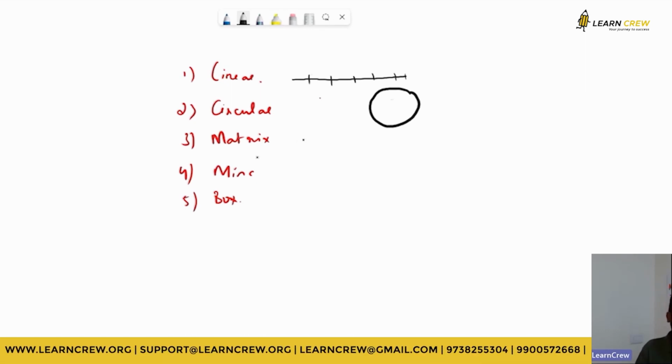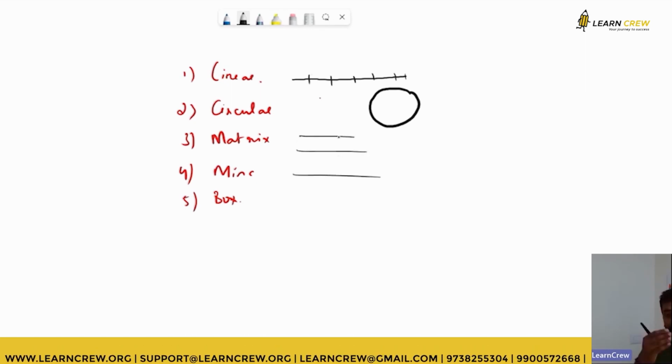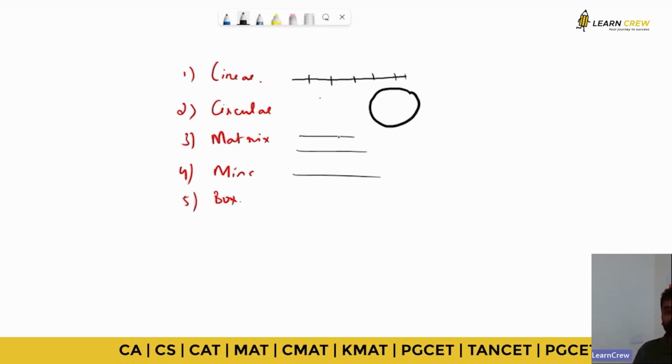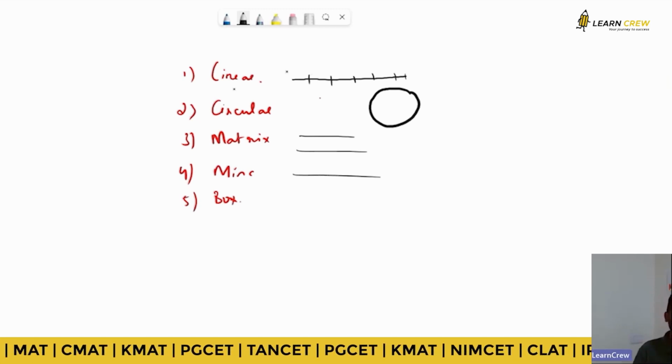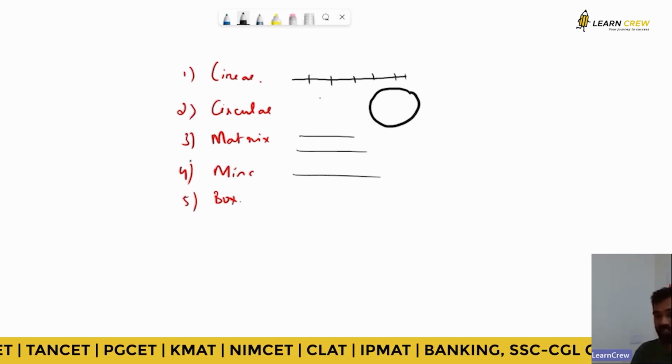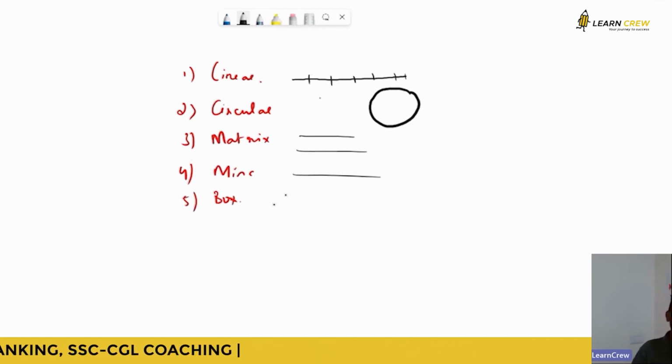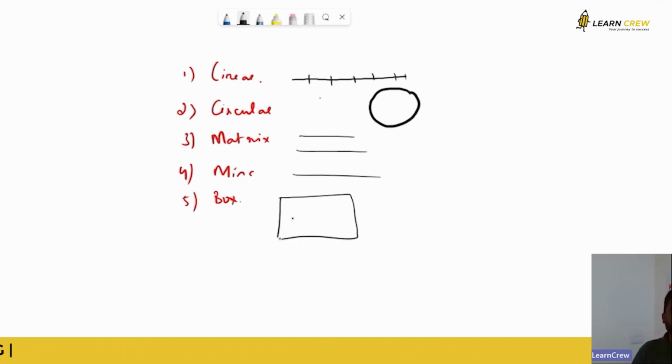If it comes to matrix, it is a kind of up and down arrangement, where you have multiple things and you need to see which person is sitting diagonal across, in all these kinds of statements. Miscellaneous will be a combination of circular, matrix and linear kinds of things. Box arrangement is a simple box like this where you're sitting. It is somewhat similar to circular arrangement, so you can stick with this.